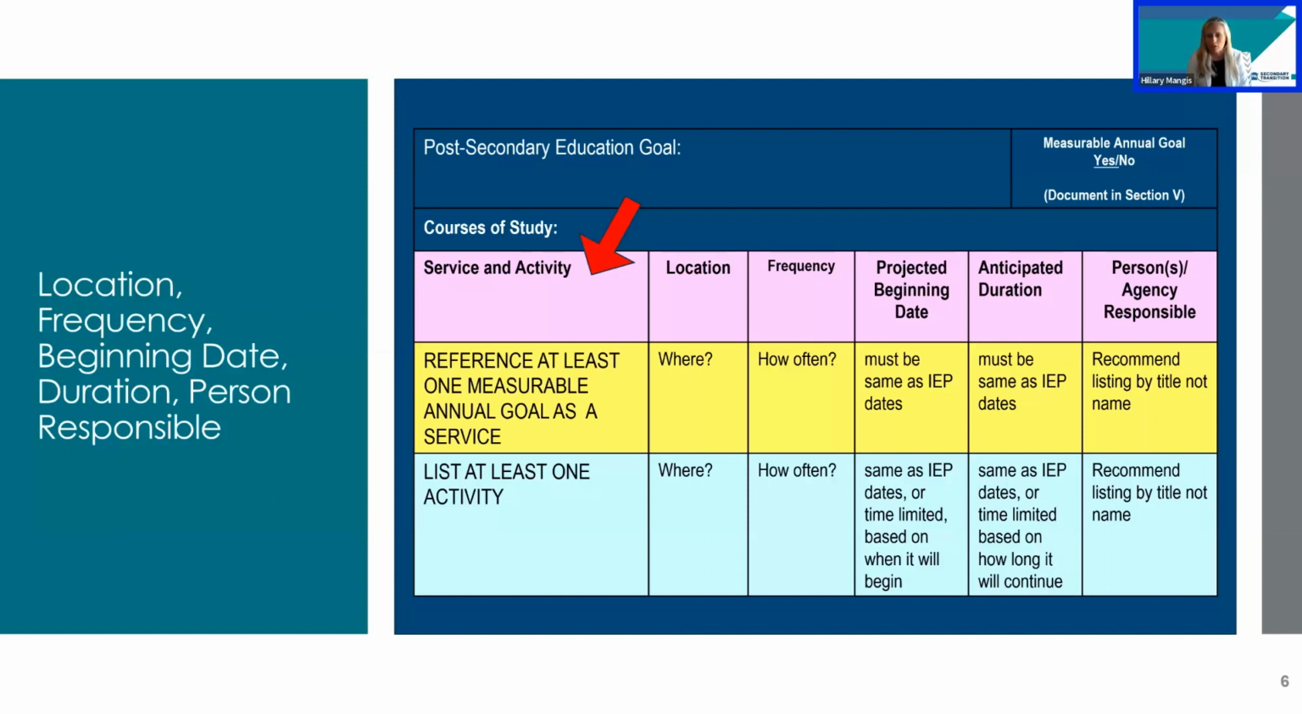You also want to make sure to list at least one activity. And you want to make sure that you're addressing where and how often, as well as if there are some time-limited activities based on when something will happen, that you're documenting that in the projected beginning and end date, as well as how long it will continue. And again, making sure that you list the person or agency responsible by title and not name.